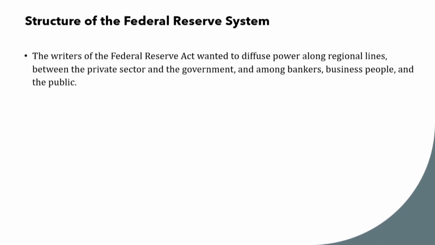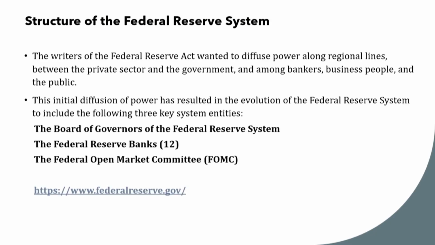Keeping this in mind, the writers of the Federal Reserve Act wanted to diffuse power along regional lines, between the private sector and the government, and among bankers, business people and the public. Accordingly, the initial diffusion of power resulted in the following. There is a Board of Governors of the Federal Reserve System, and instead of one central bank, there are Federal Reserve Banks. There are 12 Federal Reserve Banks in the US, and the main monetary policy authority is the Federal Open Market Committee. Just like India has the Monetary Policy Committee, the US has the Federal Open Market Committee.